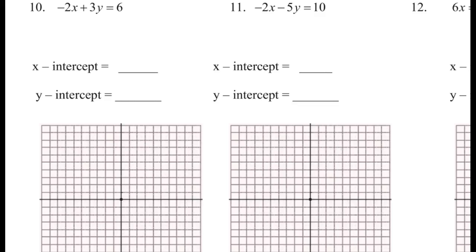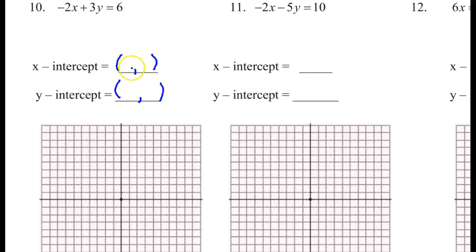Let's start on number 10. So again, to find these, let's start off with this. There are coordinates, so put the parentheses with the comma in the middle. And this is going to be the same for all of them. This is everything on the whole page, actually.